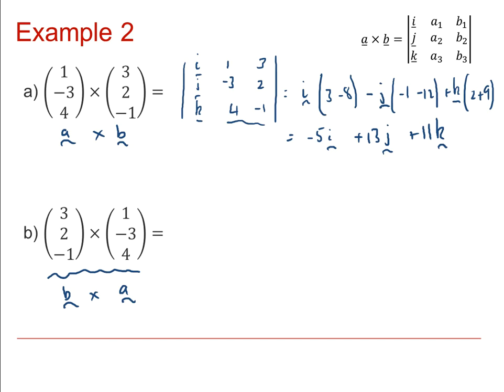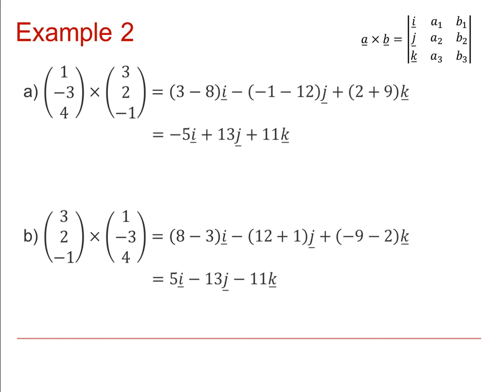Hopefully if you've done that correctly, you'll have found that b cross a is minus a cross b. So that's a general result. b cross a will be equal to negative a cross b. And if you've done the work on matrices, what we've done to work out b cross a is swap the third and the second column, and that's always going to produce the negative of the result.